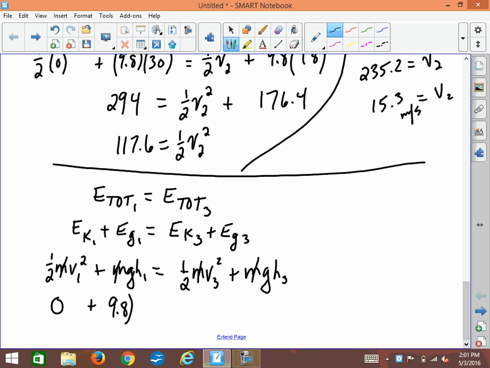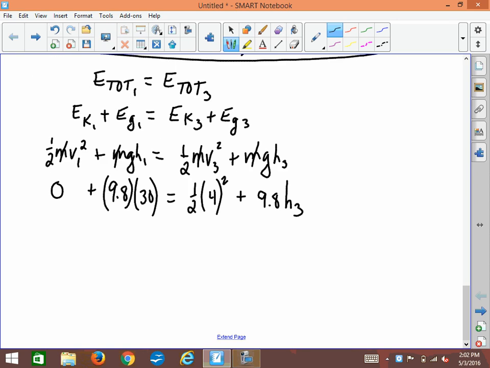9.8, the original height at position 1 was 30 meters. 1/2, this time they told us the speed, it was 4 meters per second, so I'll put that in for the v, and now 9.8 and h3 is left over for us to solve. That's the only difference. But we can do that because we can do the numbers.